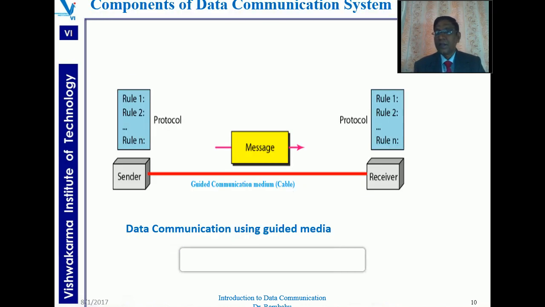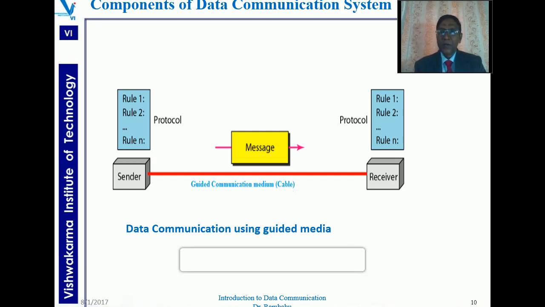Now let us see the components of a data communication system. In this diagram you can see the components. The sender and receiver are a must for any communication, and there should be some information or data to be transmitted, which we call a message, and there should be some communication media. The communication media can be a guided medium or the electromagnetic spectrum, and apart from that we have protocols.